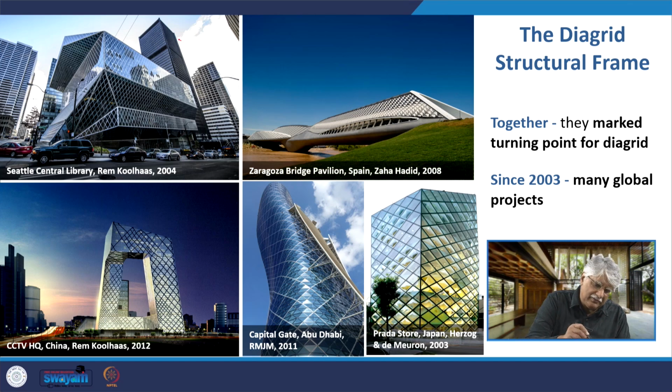For example, this Seattle Central Library just mentioned by Rem Koolhaas, again this CCTV headquarters by Rem Koolhaas, by RMJM Capitol Gate building, this Zaragoza Bridge Pavilion by Zaha Hadid, the Prada store in Japan by Herzog and de Meuron are all examples of the use of Diagrid frames in various ways.